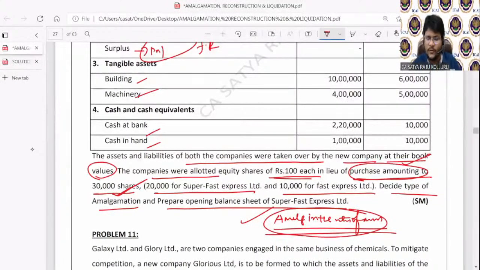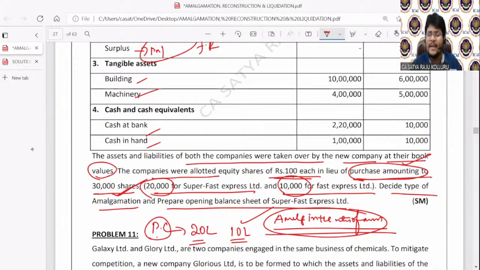One thing is sure. Another thing is, can you please tell me the purchase consideration? Sir, the purchasing company is Super Fast Express Limited, and two selling companies are there. For one selling company, I am issuing 20,000 equity shares. For another selling company, I am issuing 10,000 equity shares. Sir, 20,000 equity shares means 20,000 into 100, which is 20 lakhs. For the other company, 10,000 into 100 means 10 lakhs, which is nothing but PC.